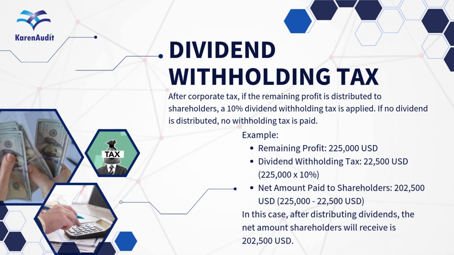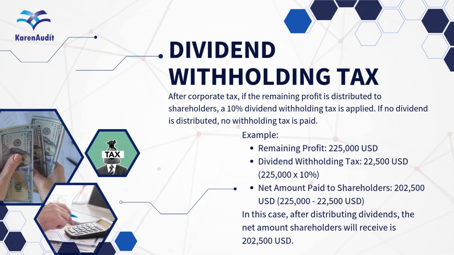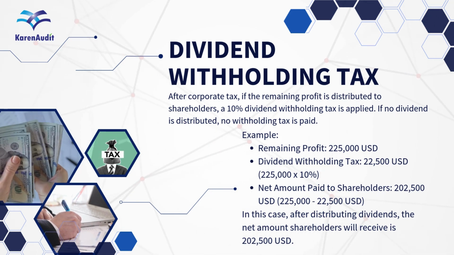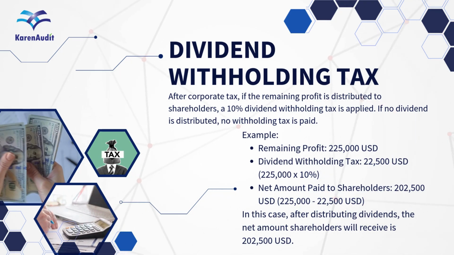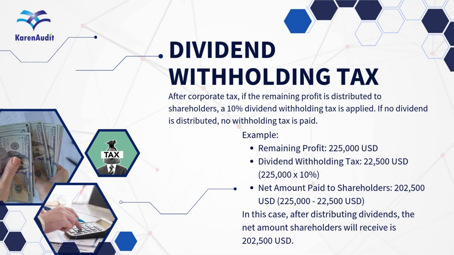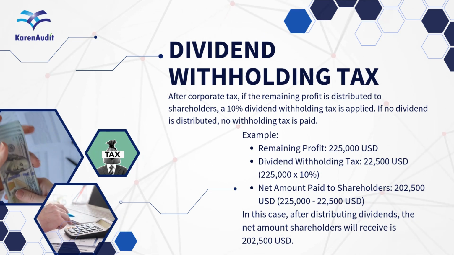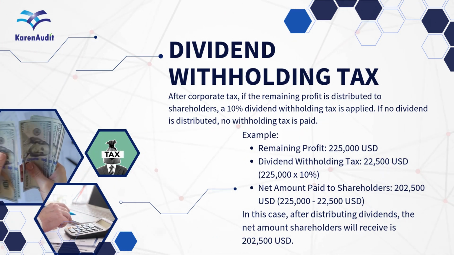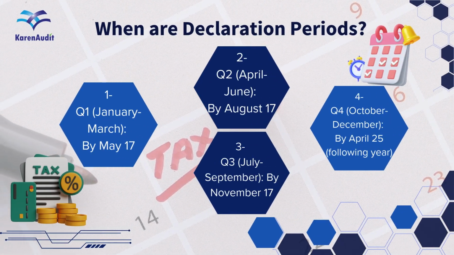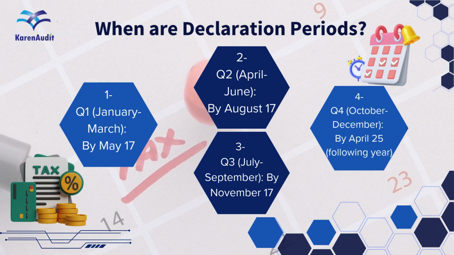The remaining profit was $225,000 and the dividend withholding tax is $22,500. So, as you can see, we will multiply this amount with 10% and the net amount paid to shareholders will be $202,500. So, in this case, after distributing dividends, the net amount shareholders will receive is $202,500.